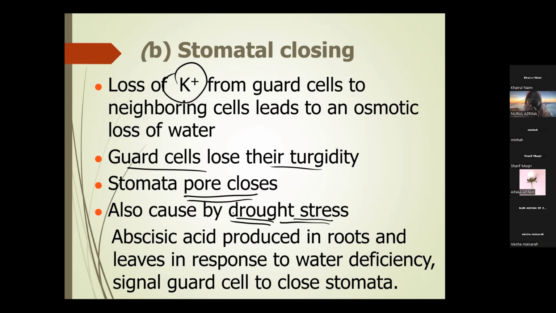So how can it close? One, earlier, by the mechanism of potassium, and the second is induced by abscisic acid. Abscisic acid is one of the plant hormones. Right? So when in a stressful, hot condition like this, the plant will release the hormone abscisic acid. Okay? So this abscisic acid is produced in root and leaves in response to water deficiency, and it will signal the stomata to close. Like that. Okay? Right. That is the only mechanism for stomata closing.